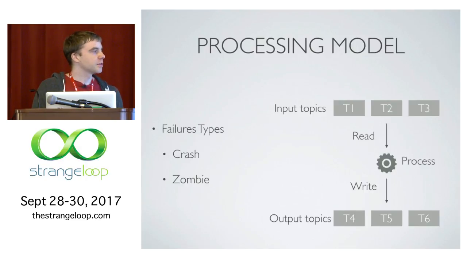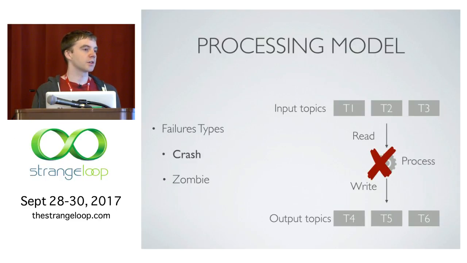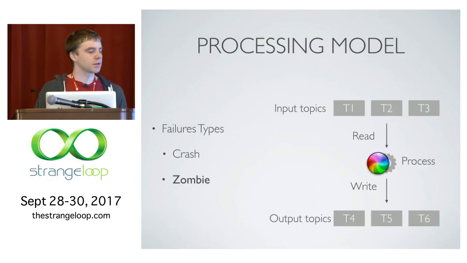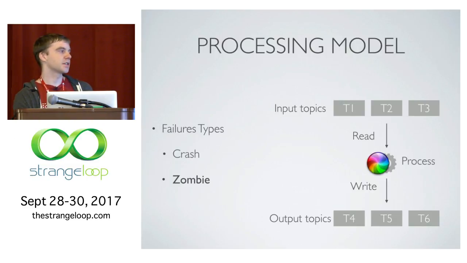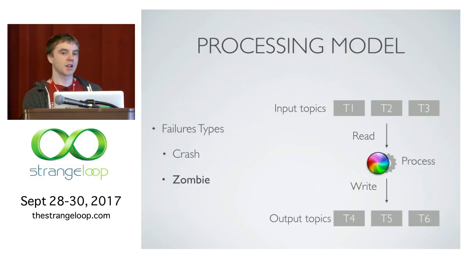We are interested in a couple different kinds of failures, so our semantics should protect us in spite of these failures. So crashes: if the process crashes, we should be able to recover, and our delivery semantics should be preserved. And similarly, zombies. In some cases, like a long GC or something like this, if a process comes back to life, even though we thought it was dead, our semantics should still protect us.